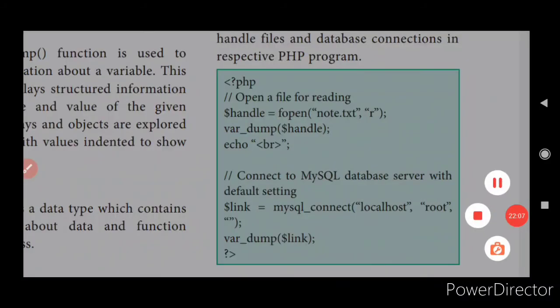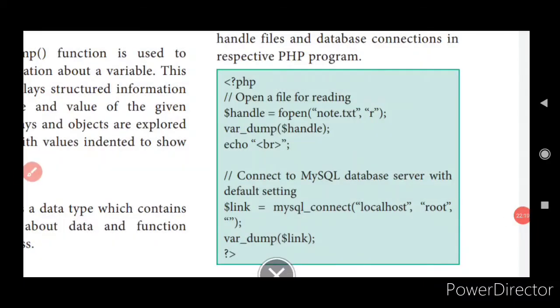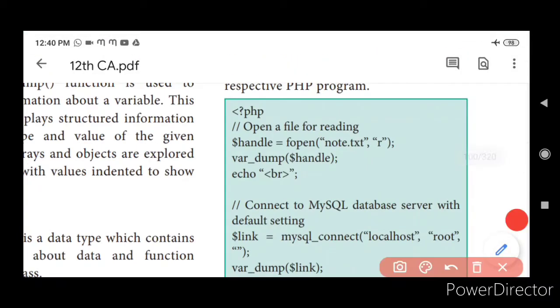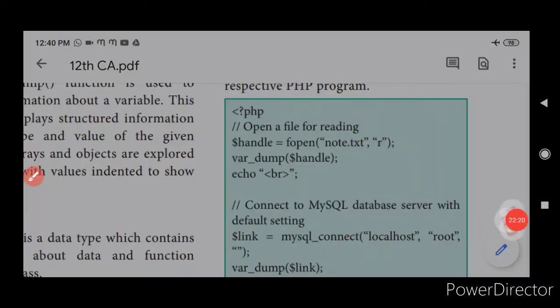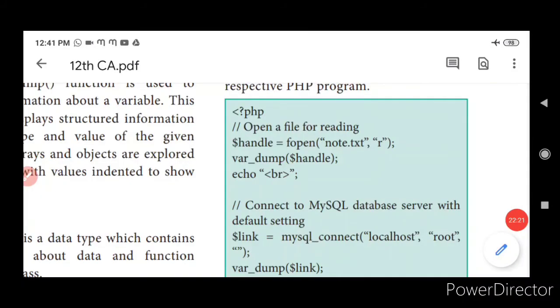What do we have here? fopen. In a variable called handle, note.txt. Here handle is a variable which has note.txt, and note.txt is a file. The file is going to be in read mode. What is meant by read mode? In read mode, we can only read the contents. We cannot make any changes.